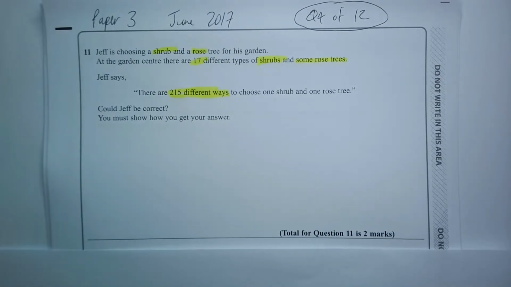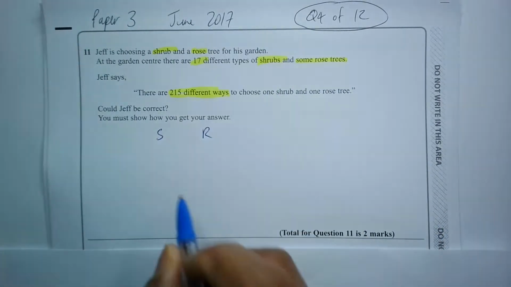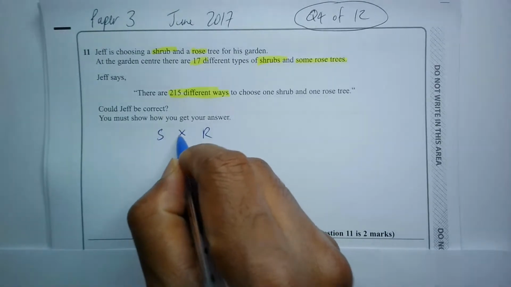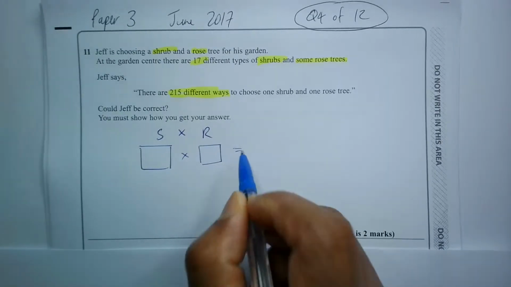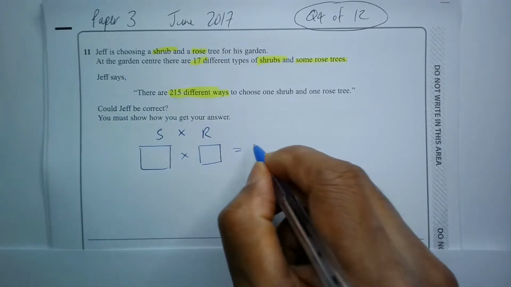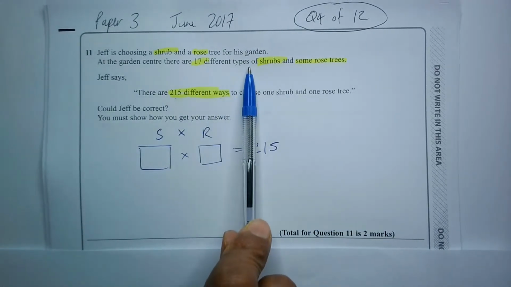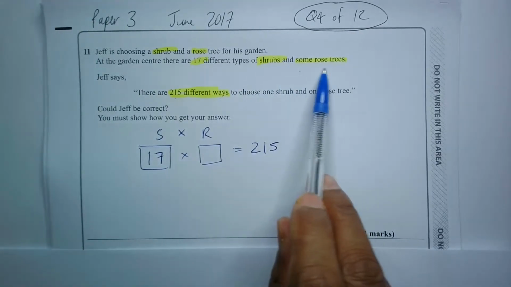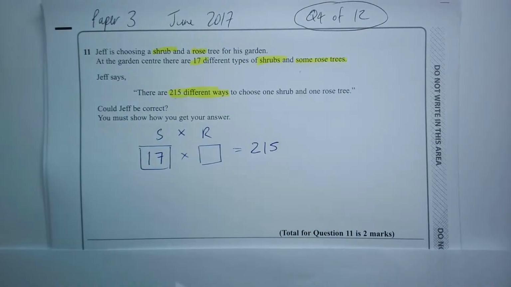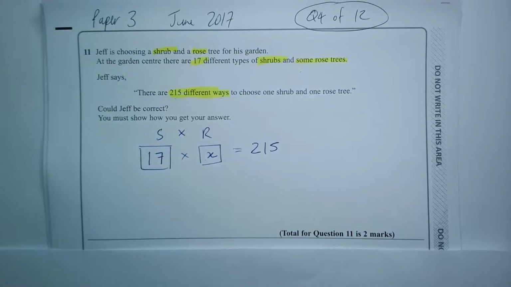So what we're going to do is, I like to ignore all of this. What we are looking for are shrubs and rose trees. And with the product rule for counting, we multiply them. And we are told there are 215 different ways. There are 17 different types of shrubs, so that's 17. And some rose trees. We don't know what the rose trees are, so this is an unknown, and we can represent it with an unknown x.